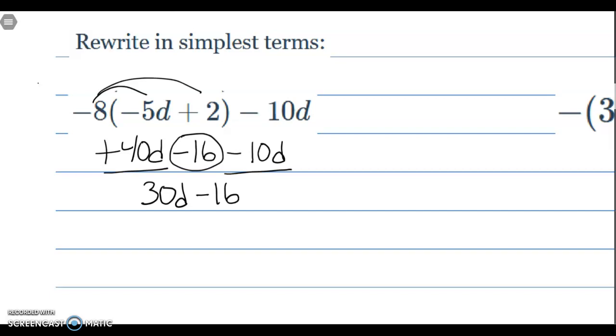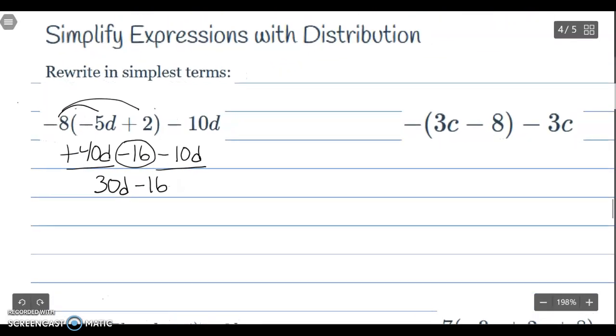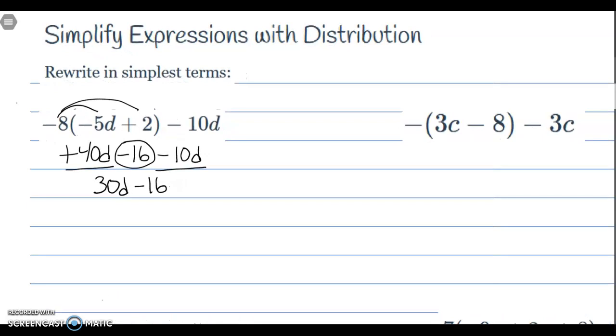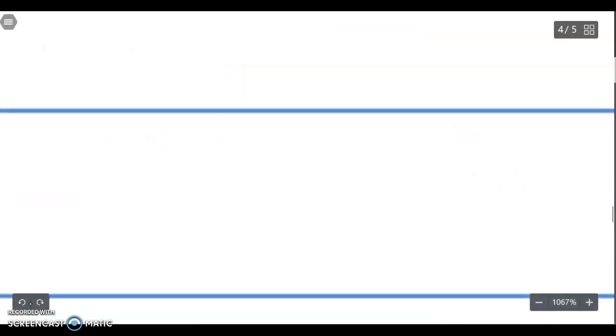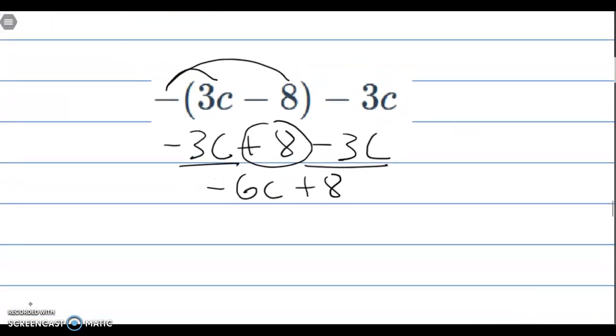Okay, go ahead and take a look at this next problem and see if you can solve it. Okay, so you should get a negative 6c plus 8.